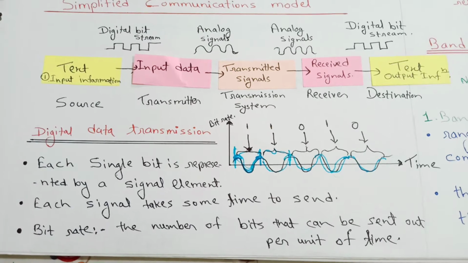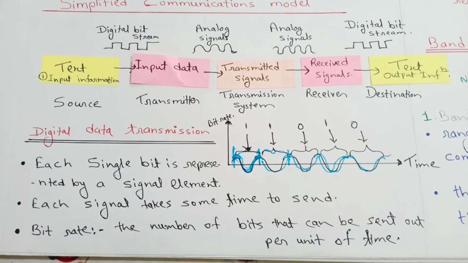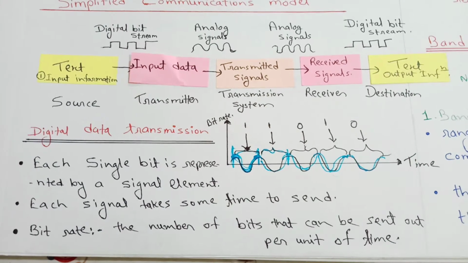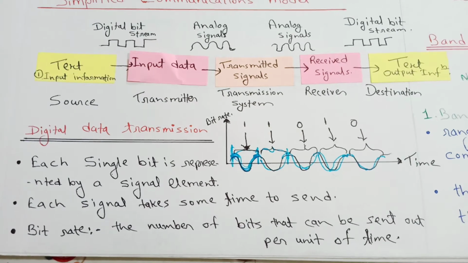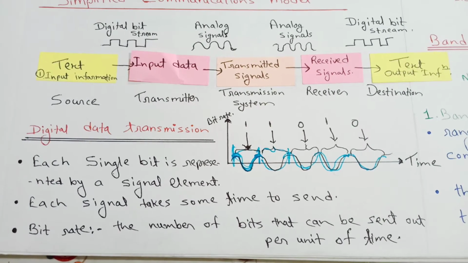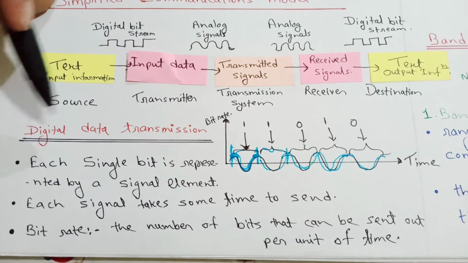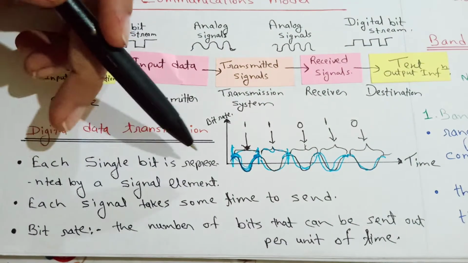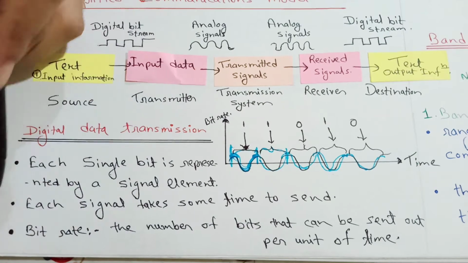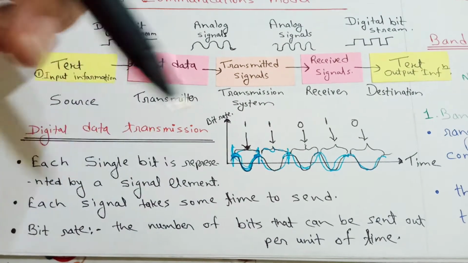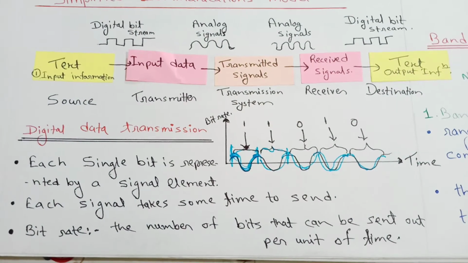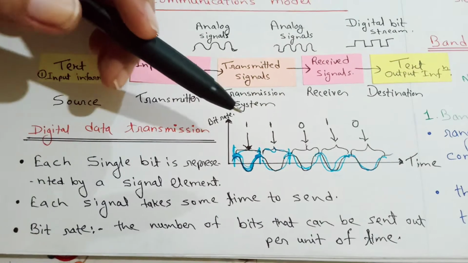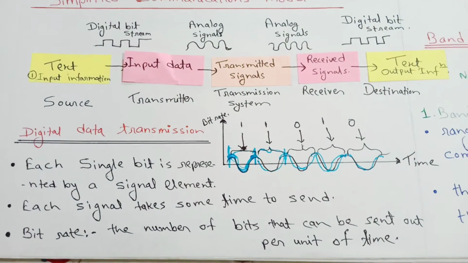Okay, we will solve the question in a single unit, or we will convert the data into the same unit, and then we will give the answer. And this is digital data transmission. Each bit is represented by a signal element, and each signal takes some time to send, and bit rate is the number of bits that can be sent out per unit time. This is called digital data transmission.